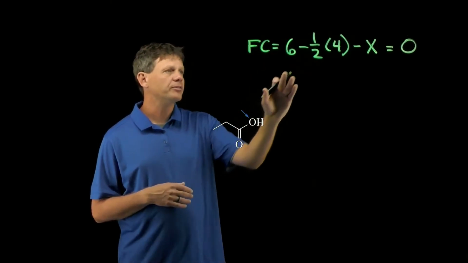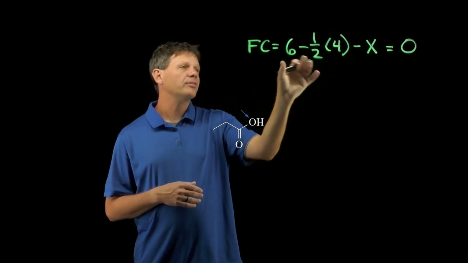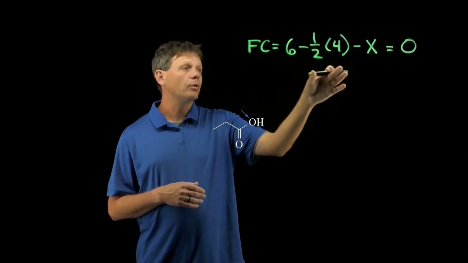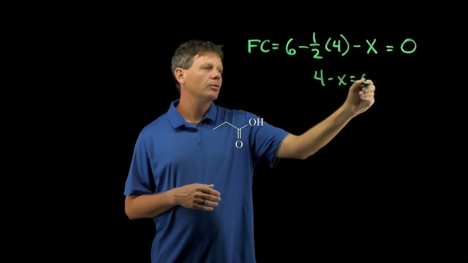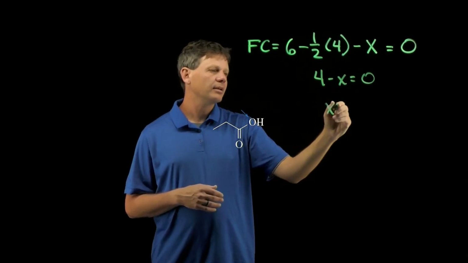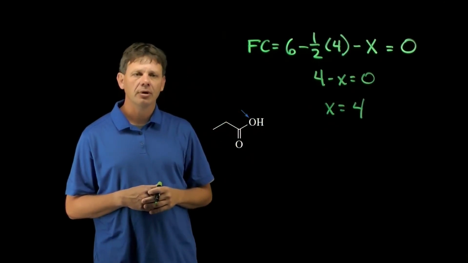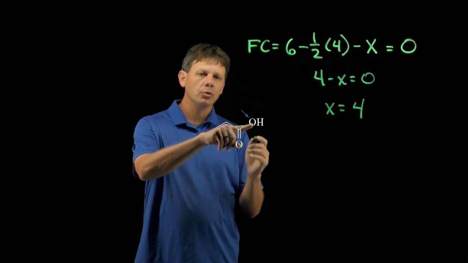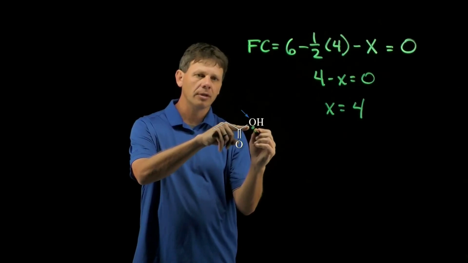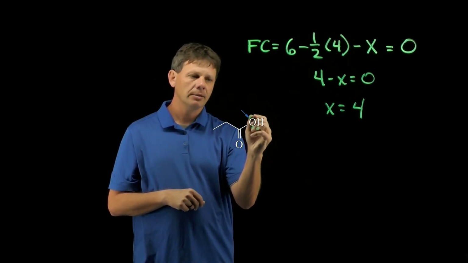If we rearrange this equation, 6 minus 1/2 of 4, 1/2 of 4 is 2, 6 minus 2, 4 minus x equals 0, so x equals 4. So there are 4 unshared electrons on the oxygen, meaning that that oxygen has 2 lone pairs. And so we can draw them in here and here.